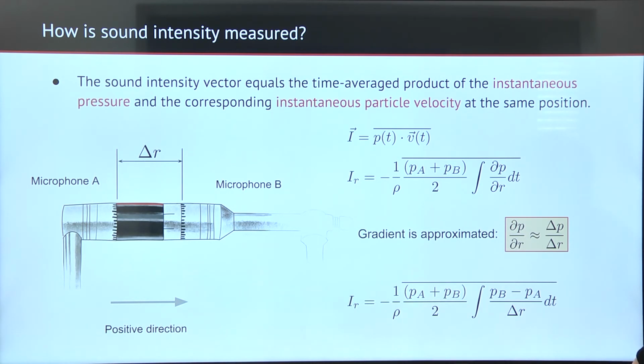The gradient approximation only works accurately enough in a certain frequency range, which depends on the spacing between microphones. So we use spacers of various lengths to cover different parts of the frequency spectrum.